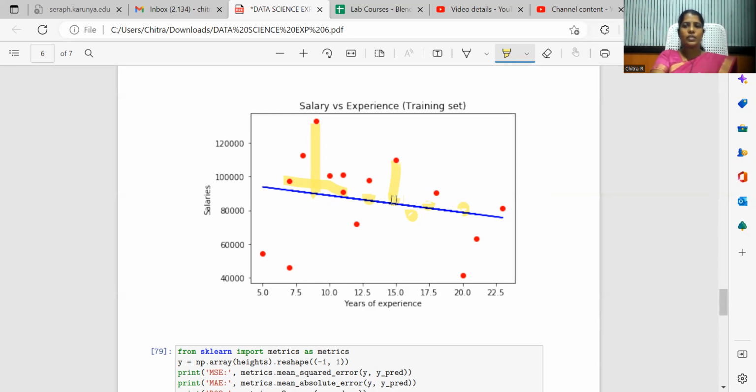So the question is, you should develop a regression model for the given data set and test the significance of the developed model. Thank you.